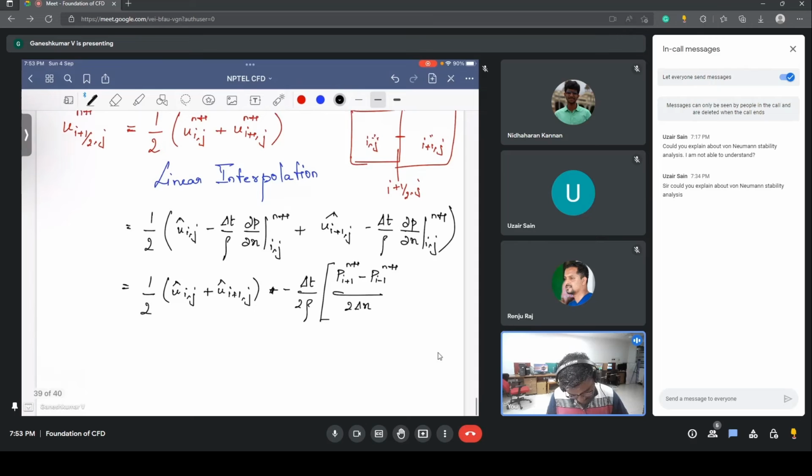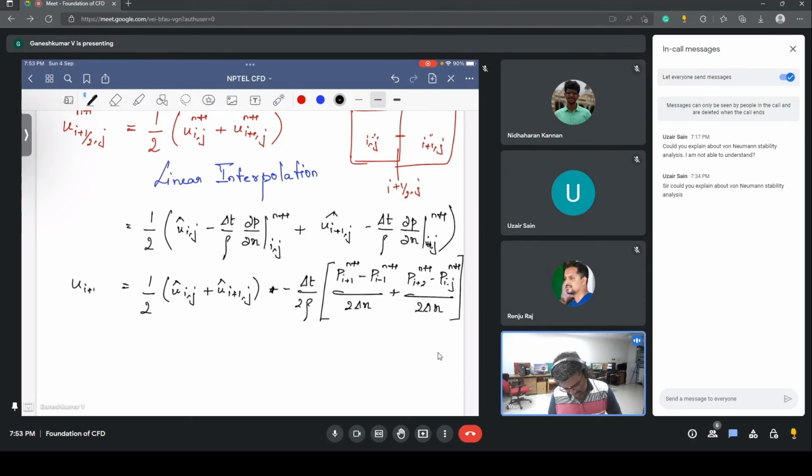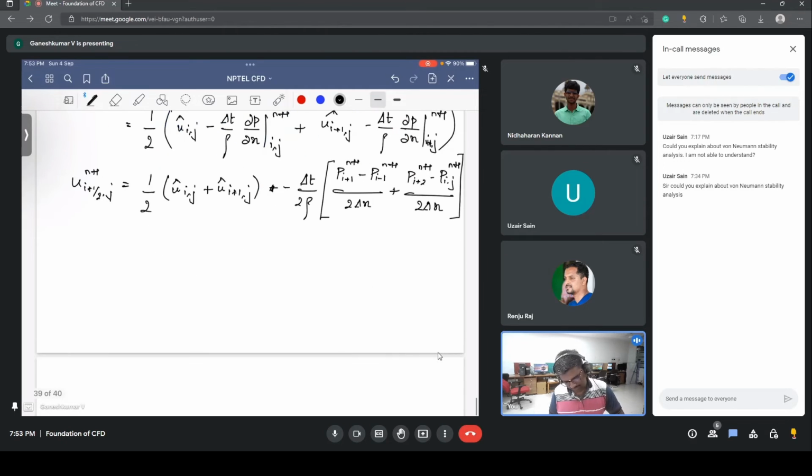So similarly we will have the other one, which would be i plus 1 comma j, right? So if we write i plus 1 comma j, it would be p at i plus 2 minus p i comma j at n plus 1 divided by 2 times delta x, right? So this is for u of i plus half comma j at n plus 1. Okay, similarly, this is one equation.